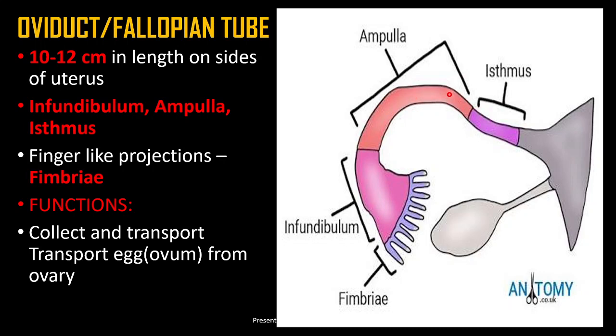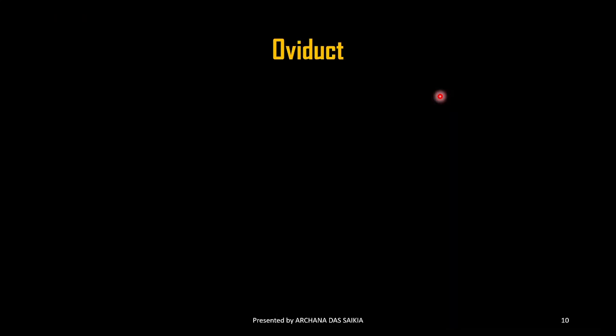Around the ampulla-isthmus junction, the egg remains, and on deposition of the male gamete, if fertilization takes place, it will be here. So it's the site of fertilization. These are the three main functions: collection, transportation and fertilization. Three functions of the fallopian tube.